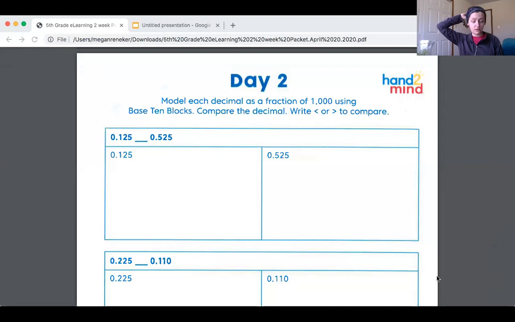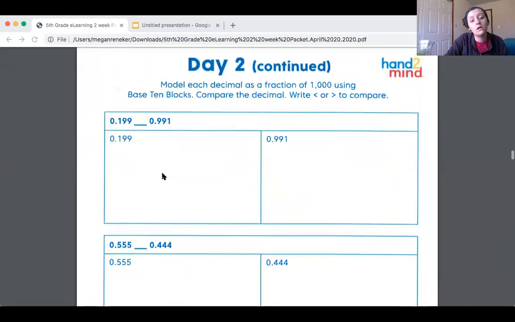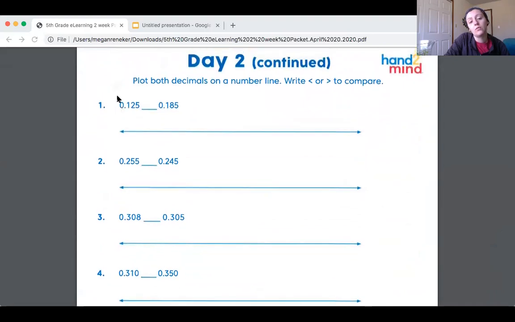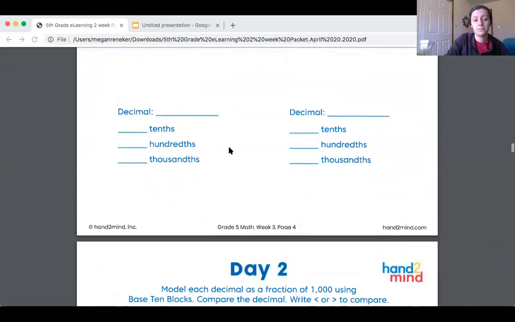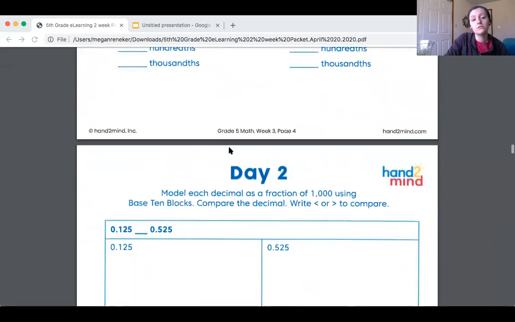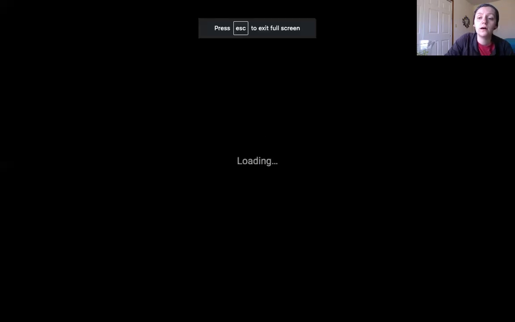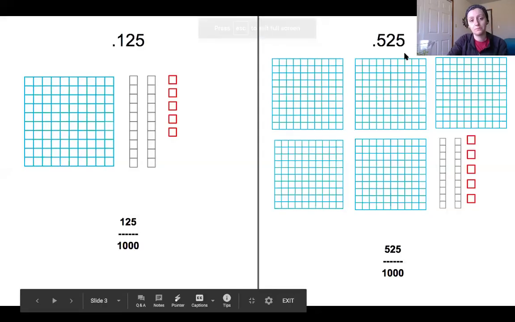On the first page of day number 2, we're going to take a look at this problem right here that has us model each decimal as a fraction of 1,000 using base 10 blocks. Then you have to compare the decimals using the greater than or less than sign. On day 2 continued, we're going to look at how to compare 125 thousandths to 185 thousandths using a number line. Okay, so I'm going to go ahead and pull up some work that I've already done for these problems to help show you the steps to figuring this out.